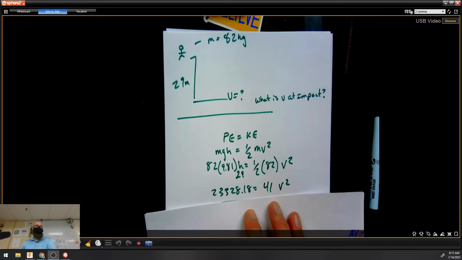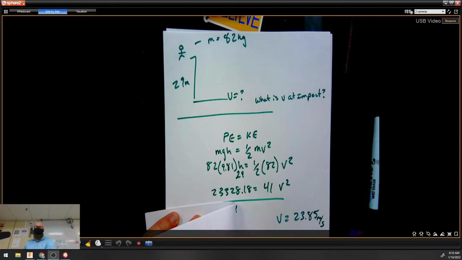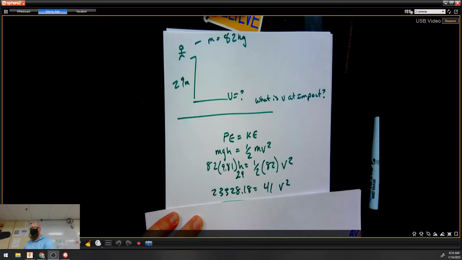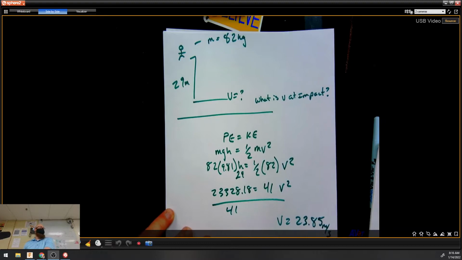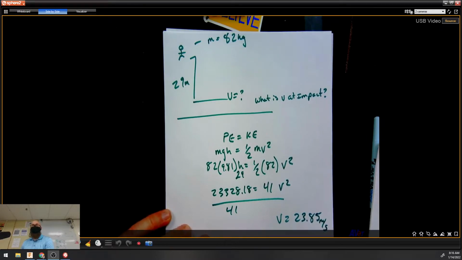We've got velocity of what? Who's going to volunteer their answer? What you got? 23.85 meters per second. We know that's not terminal velocity, correct? Terminal velocity does not mean you're going to die, it just means it's going to hurt a lot. Yes? Questions on this one? What do we got? Nothing so far.